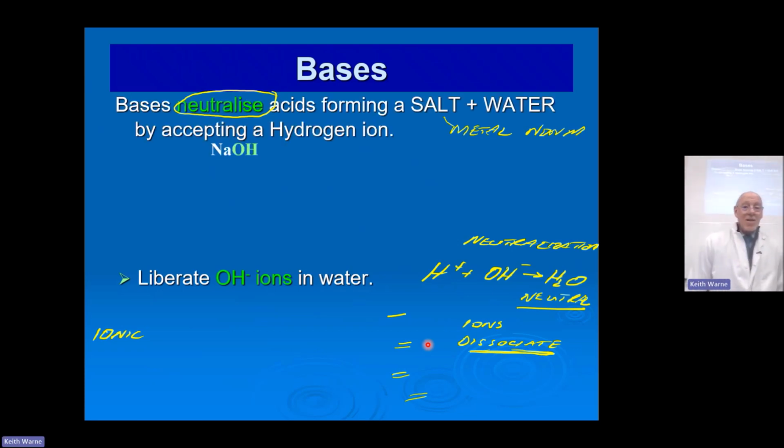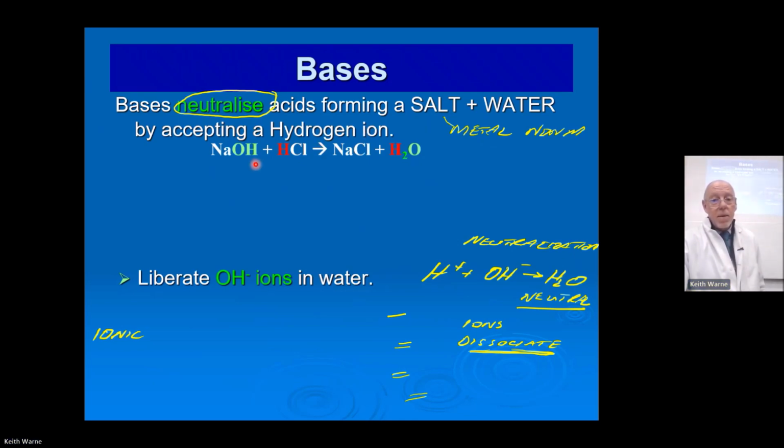A base is going to neutralize an acid, and it's going to form a salt plus water. That's one of the reactions you just have to learn. Bases neutralize acids forming a salt plus water. What's a salt? I've written it here, scribbled it in pen. I don't know if you can read my not so neat handwriting. A metal and a non-metal. That's what a salt is. And the bases do this by accepting the hydrogen ion from the acid. So here's an example, sodium hydroxide reacting with HCl. You form sodium chloride, table salt, and water.